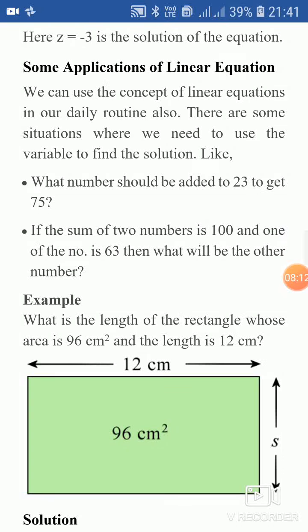Now some more applications we will do in the linear equation. You know that what number should be added to 23 to get 75. Like that, if I give you an easy example, what number should be added to 5 to get 7? So we can say that 2 is added to 5 to become 7, because it's very easy as I have taken the example of very small numbers. So now the same way we are going to do these type of questions. It can be a little bit tricky also, but try it out.